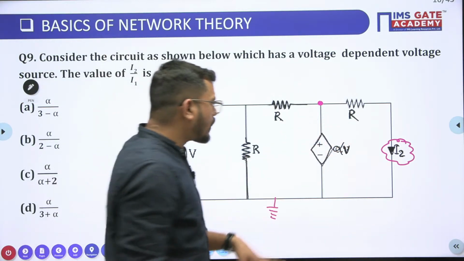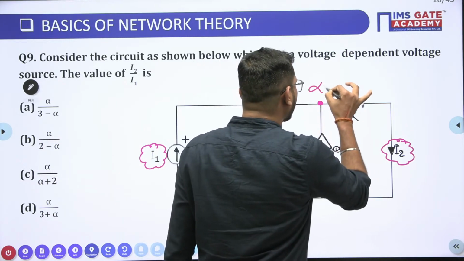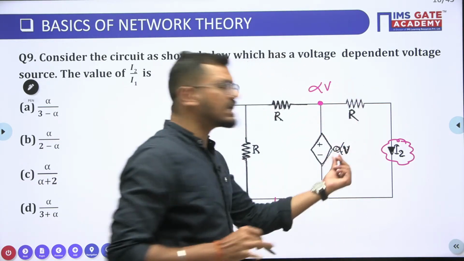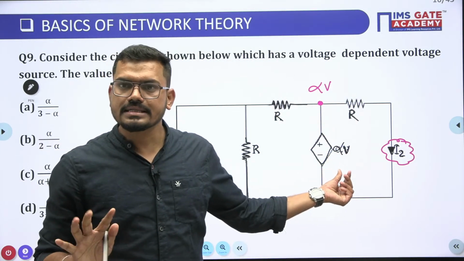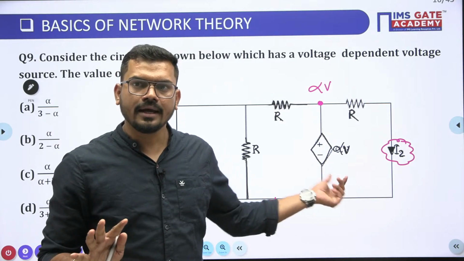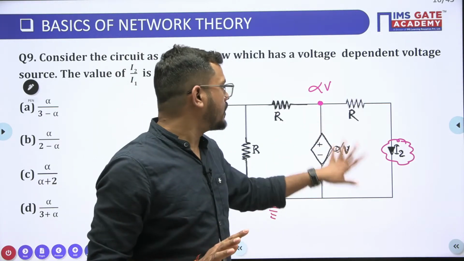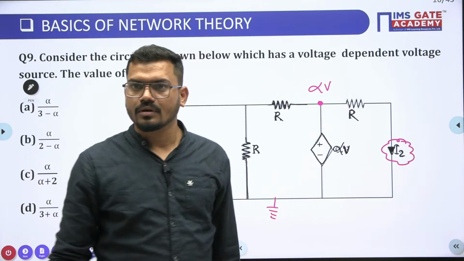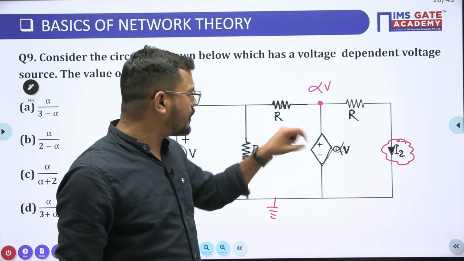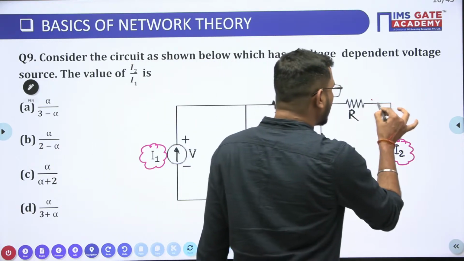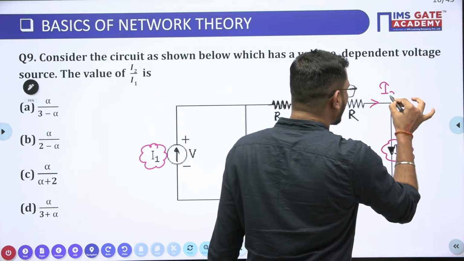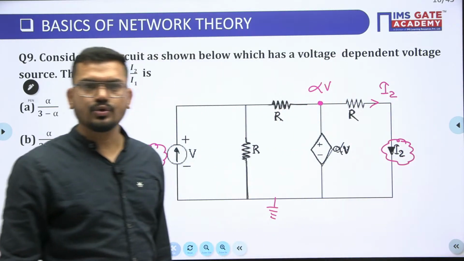So what we can write, this is nothing but alpha V. And if it is not visible, it is alpha, not 0.5. Is it clear, Krishna? Okay. So I'm writing here alpha V. And if it is alpha V, can you please tell me the current I2 here?